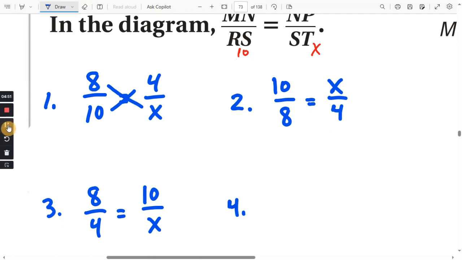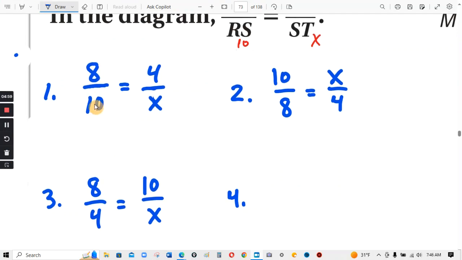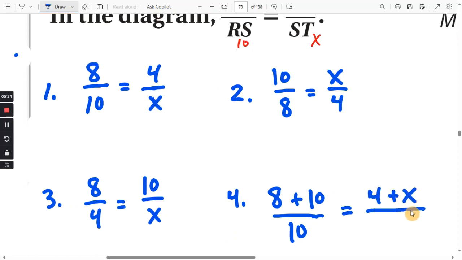Finally, number 4. For the last one, we said you can add the denominator to the respective numerator. So taking this denominator, it's going to be 8 plus 10, and that's still over 10. And over here, the denominator is x, so it's going to be 4 plus x divided by x. So there's your 4 proportions based on the original.